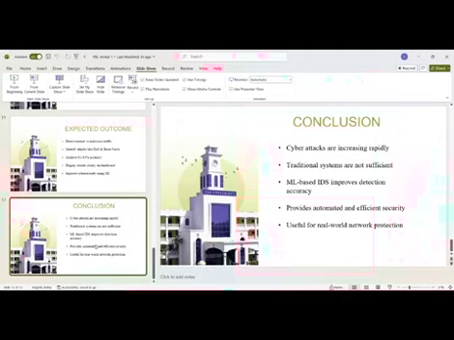ML-based IDS improves detection accuracy. Machine learning-based IDS analyze patterns in network data and learn from them. It provides automated and efficient security. ML systems automate the detection process with real-time monitoring of network traffic. Useful for real-world network protection. ML-based IDS is widely applicable in real environments: enterprise networks, banking and financial systems, cloud platforms, government and defense systems. It helps protect sensitive data and ensure system reliability. Thank you, ma'am.